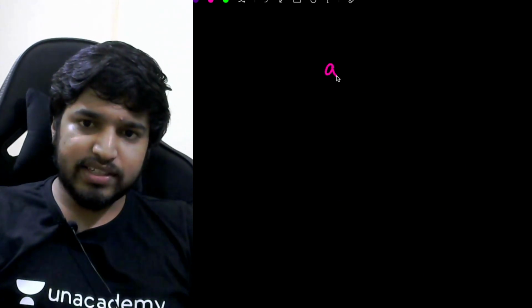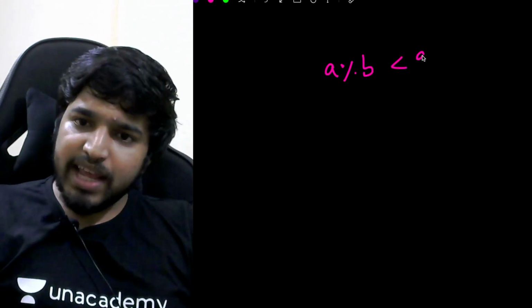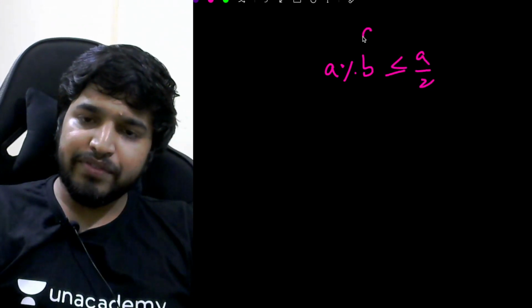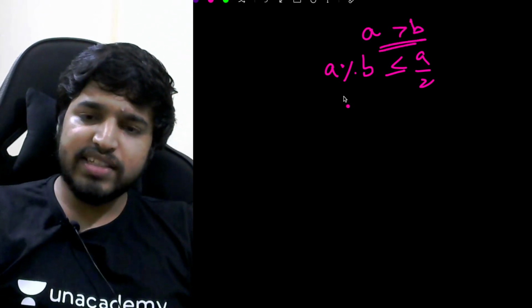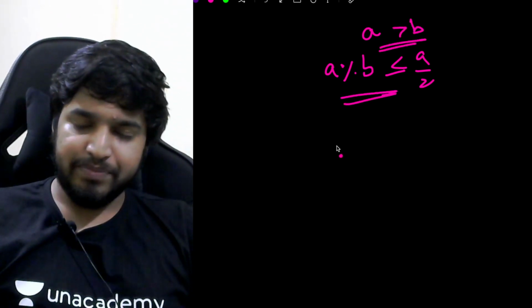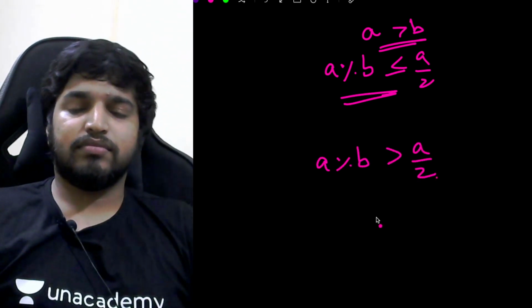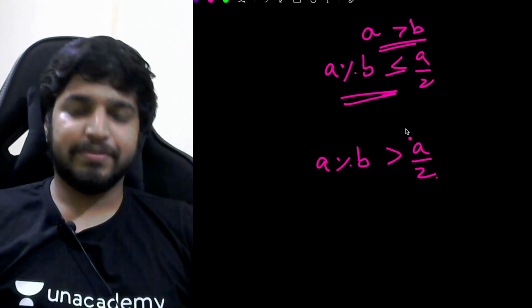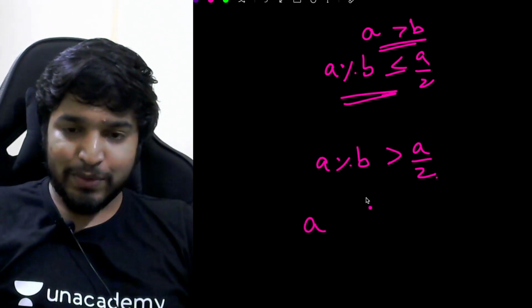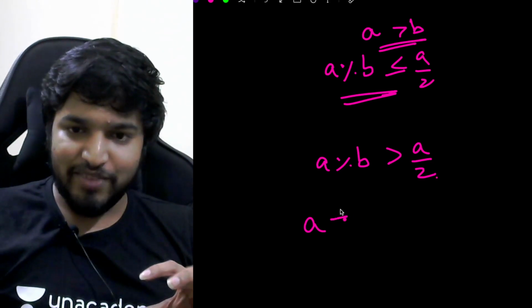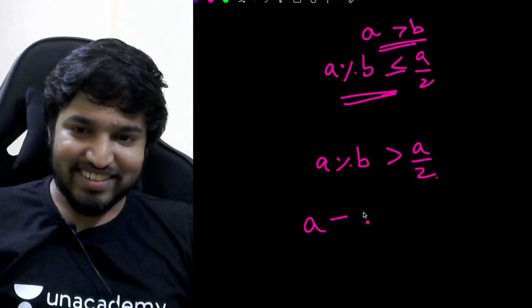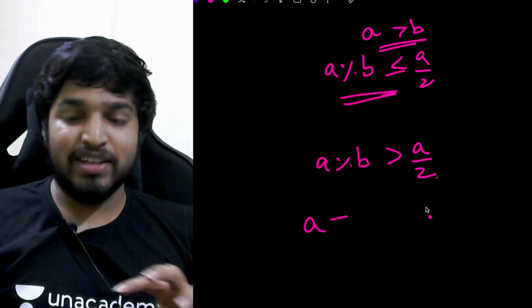Now, why did we say that it's going to be less than A by 2? Why is A modulo B less than or equal to A by 2 if A is greater than B? Let's prove by contradiction. Suppose A modulo B is greater than A by 2. Meaning, from A, we squished out a multiple of B. We removed a multiple of B, right? And after removing that multiple of B, the number is still greater than A by 2.